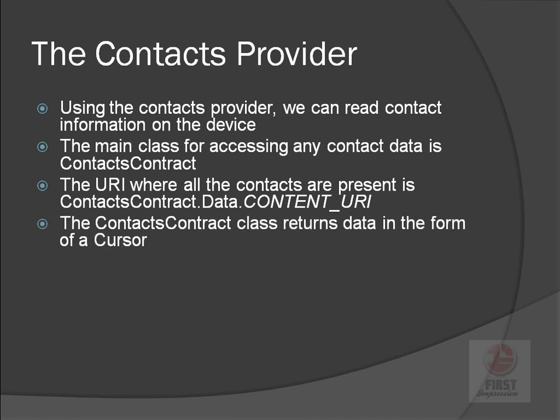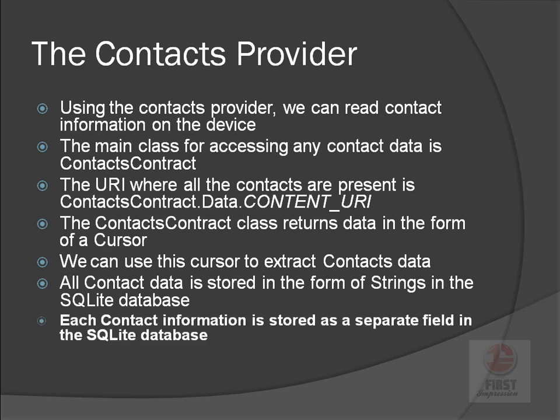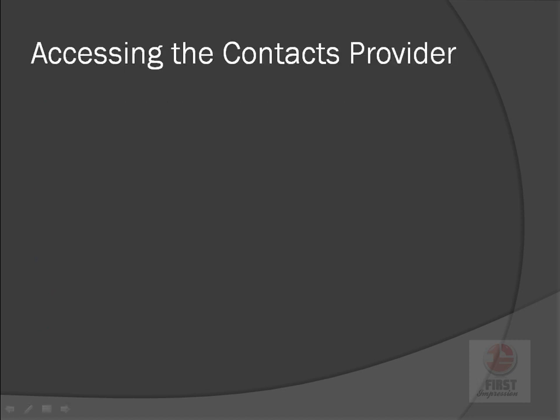The ContactsContract returns us data in the form of a cursor. That's very obvious. We can use this cursor to extract the contacts data. All contact data is stored in the form of strings in the SQLite database. That is, all the names, all the phone numbers, or all the email IDs, etc. Everything is stored in the form of strings inside the SQLite database. Each contact information is stored as a separate field in the database. So if you have a contact having a name, a phone number, and an address, all this information will be stored in the form of a separate field inside the SQLite database.